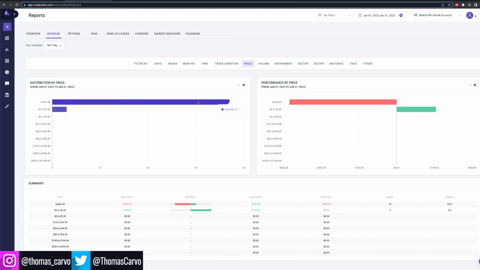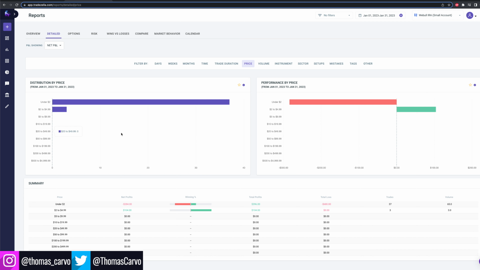But what I found here in the past month was that it's very, very clear. Contracts under $2, horrible, down nearly $300. But contracts over $2 make up for about $104 in gains. Now, is there a ton of data there? Not necessarily. But what it's telling me is that right now, the higher the price of the option, the better I'm doing.